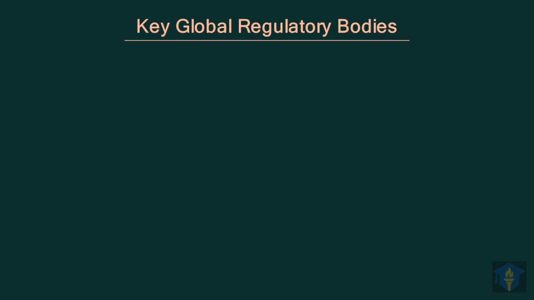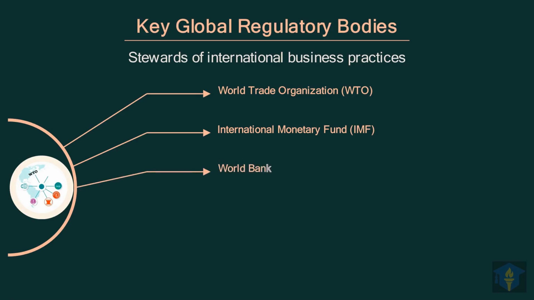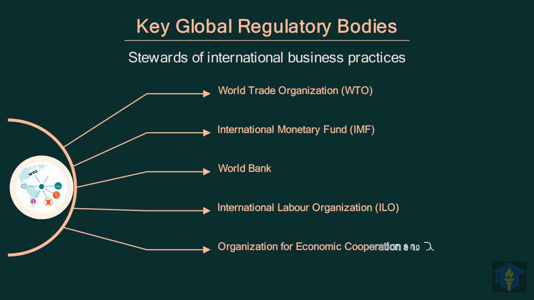Now, let's look at the key global regulatory bodies that shape international business. These organizations serve as stewards of international business practices and standards. First, we have the World Trade Organization, commonly known as the WTO. Next is the International Monetary Fund, which we refer to as the IMF. Then we have the World Bank, another major international financial institution. The International Labor Organization, or ILO, focuses on labor standards. Finally, we have the Organization for Economic Cooperation and Development, known as the OECD.